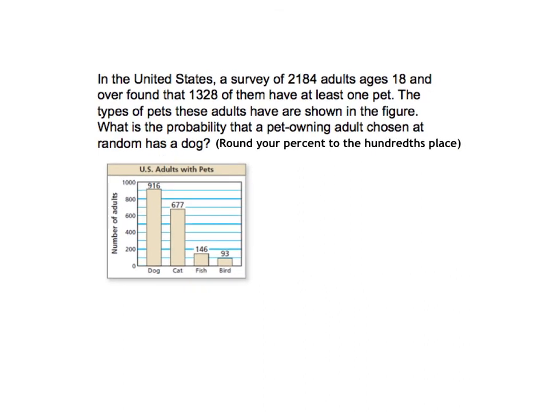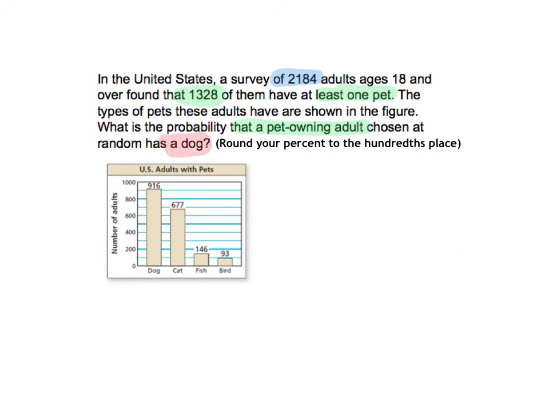All right, last one. This is kind of a lesson in you have to read the question carefully to make sure that you aren't just randomly using numbers that are in there. So in the United States, a survey of 2,184 adults aged 18 and over found that 1,328 of them have at least one pet. The types of pets these adults have are shown in the graph there. What is the probability that a pet-owning adult chosen at random has a dog?